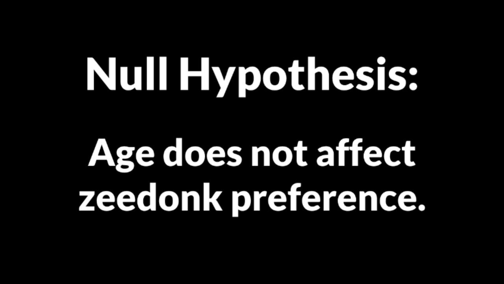Now for every experiment like this, we need to first find out what the null hypothesis is. And the null hypothesis basically says that there is no correlation between the two variables we're trying to compare in this experiment. So the null hypothesis is basically there is no correlation between how old you are and whether or not you like z-donks, or age does not affect z-donk preference. Now this null hypothesis may be true and it may not be true, and we're going to find out using our results from the experiment and with the chi-square test.